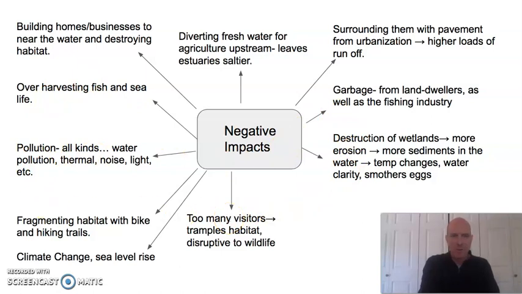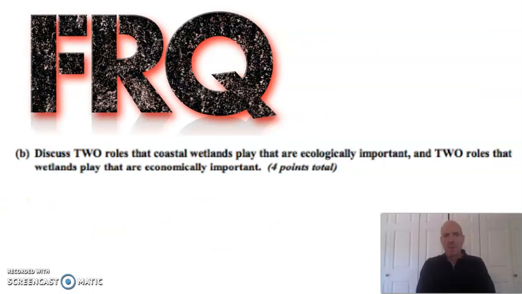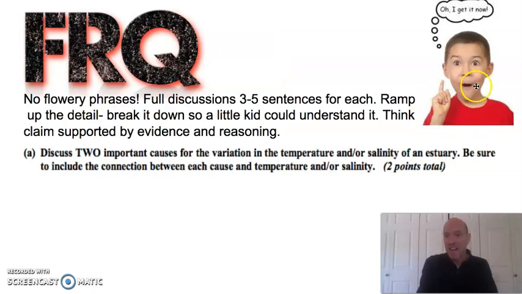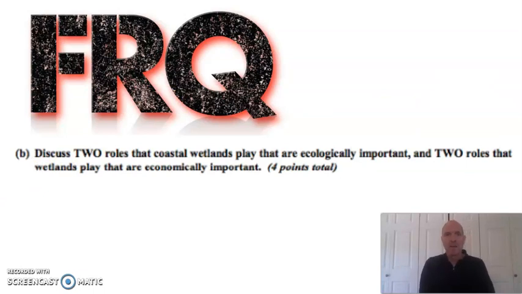And then now we're going into the next FRQ. And I realize it doesn't say ecosystem services, but a lot of that same stuff will still apply. And so discuss, keyword discuss, 2 roles that coastal wetlands play that are ecologically important, and 2 roles the wetlands play that are economically important. So for the economic one, that's your ecosystem service. So go ahead and hit pause, keeping in mind you need a total of about 12 sentences for this one. So really make the connection, spell it out, so this little guy here is going to have an aha moment. Go ahead and hit pause.